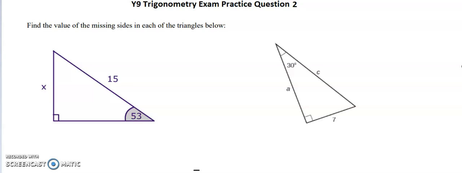Year 9 Trigonometry Exam Practice Question 2. Find the value of the missing sides in each of the triangles below.